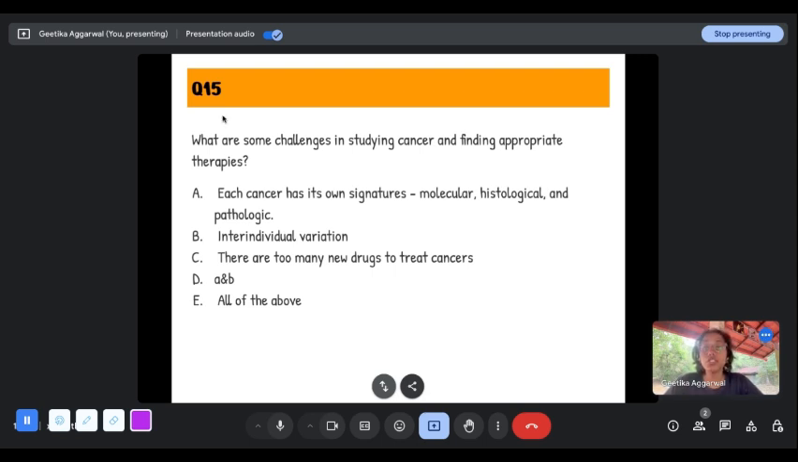The correct answer to this question is that there is too much inter-individual variation, and each cancer has its own signatures. That there are too many new drugs is actually not correct. They actually need to use pre-existing drugs in new combinations. There are not a lot of new drugs being produced for cancer, but researchers are coming up with many new combinations of these pre-existing drugs in order to treat cancer. So the correct answer is both options A and B.